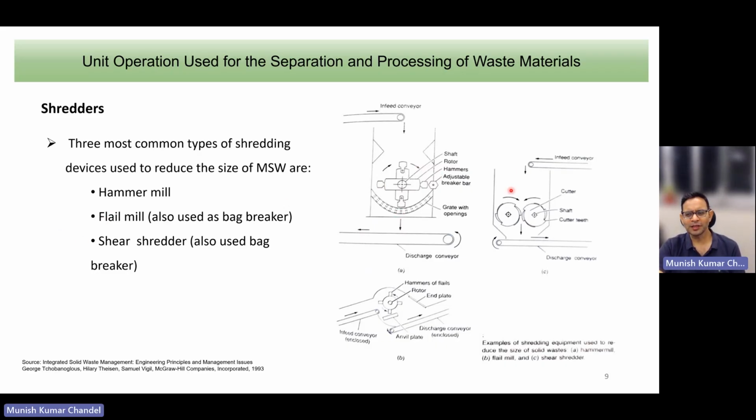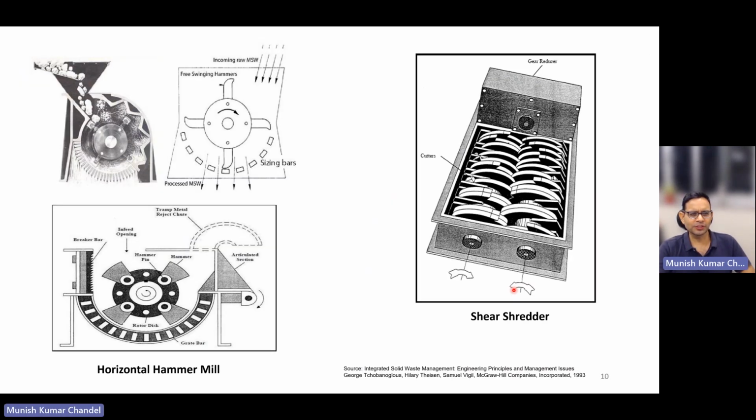Similarly, you have flail mill. You can see flail mill here. You have basically flails. Again, you hit the waste with a hammer of flails, and again it is more or less the same process. It also can be used for bag opening or for bag breaking. And the third one is the shear shredder, where basically we tear the waste by using shear forces. You can see this, for example, is how the horizontal hammer mill looks like. You put your waste, it gets hammered, and then the final material goes on.